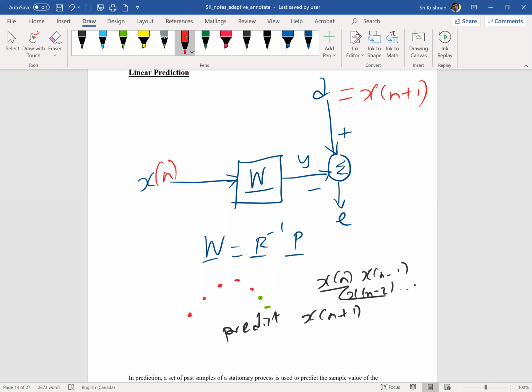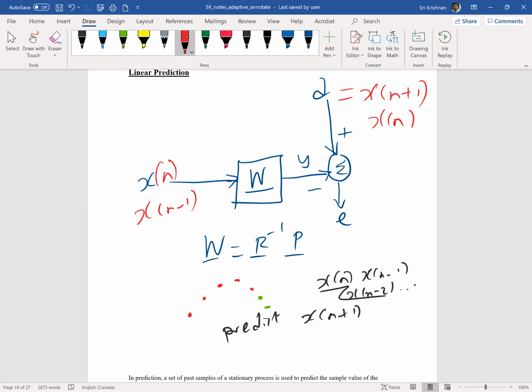Okay, so this also means that if I put the desired response xn here, it could be xn minus 1 and so forth. Basically, if you have the past samples entering the filter, it will give the next sample predicted. So this is how a linear predictor could be designed by using the similar adaptive filtering concept we have seen before.